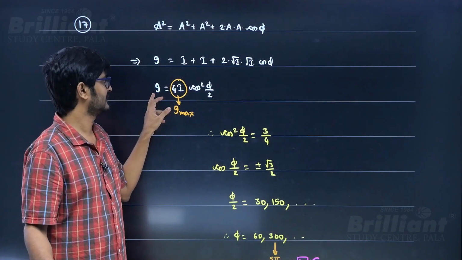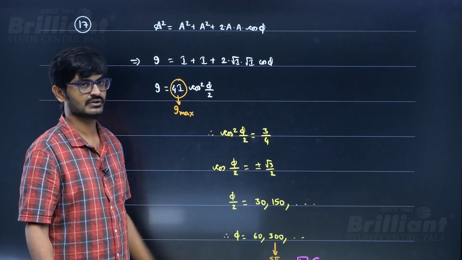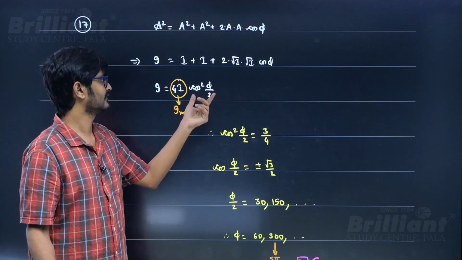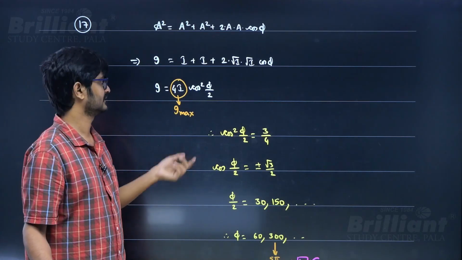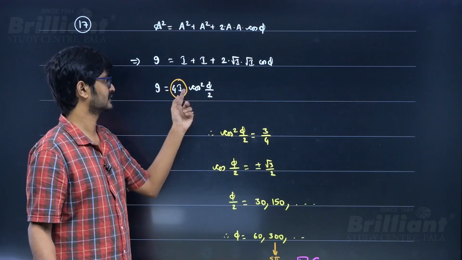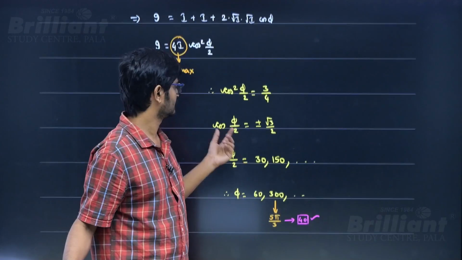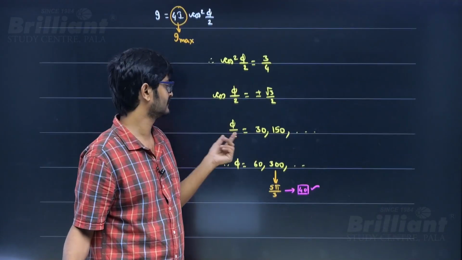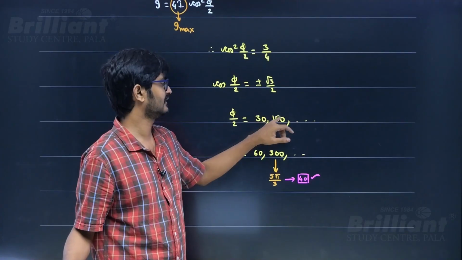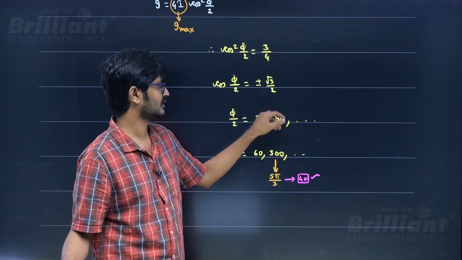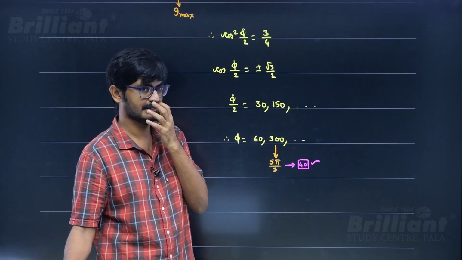Now maximum intensity will happen when this is 1, so this is maximum intensity times cos square phi by 2. Now they are asking in which cases it is going to become 3 by 4th of the maximum intensity. So for that this one has to be 3 by 4th of the maximum intensity. So cos square phi by 2 is 3 by 4. So cos phi by 2 is plus or minus root 3 by 2. It will happen for angles 30, 150 and so on, but they are asking when it will happen for the second time. So I need to bother about this one. So phi value is 300, that is 5 pi by 3, right?